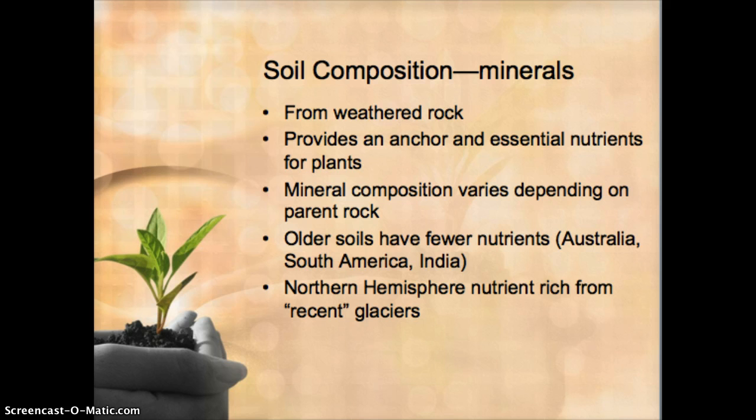So again, let's look back at the minerals. The minerals are going to be from weathered rock, and they actually provide all the essential nutrients for the plant material and a solid base for the roots of the plants that would be in the soil. And the mineral composition would vary, you could imagine, depending on the type of parent material you would have. If you've got one type of rock, that's going to give a different mineral composition than a different type of rock. And typically older soils have fewer nutrients just because those nutrients have either been leached out or been absorbed by plants, and so forth.